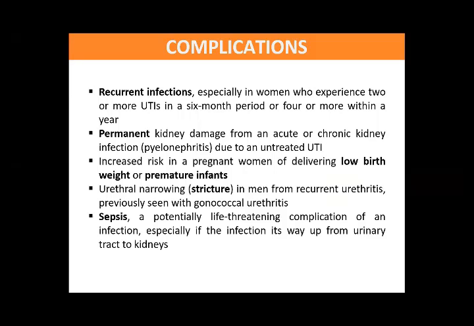is one of the worst manifestations and complications of UTI. There's increased risk in pregnant women of delivering low birth weight and premature infants. And urethral narrowing and strictures in men from recurrent urethritis, especially secondary to gonococcal infection, a sexually transmitted infection, can cause a stricture in the urethra, and males are at high risk of getting infection.